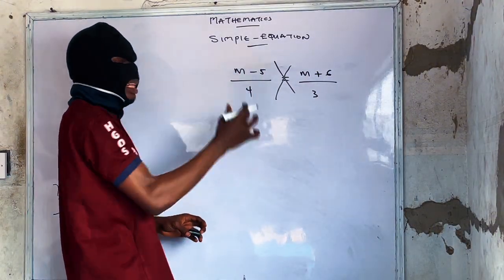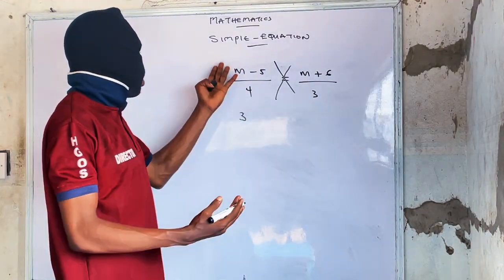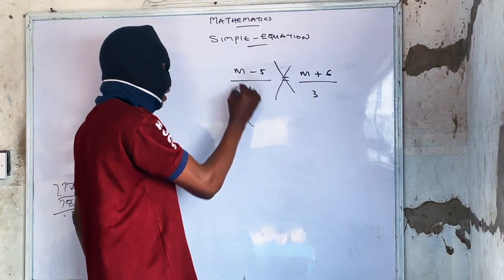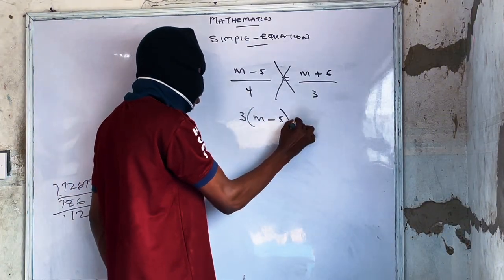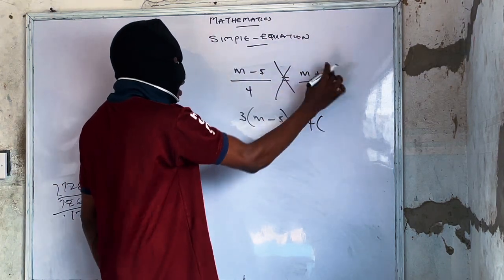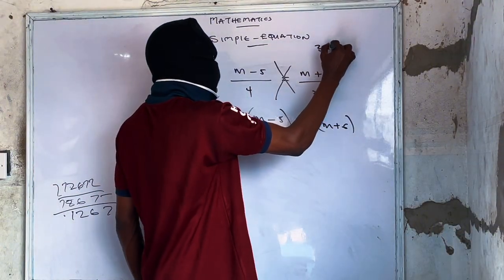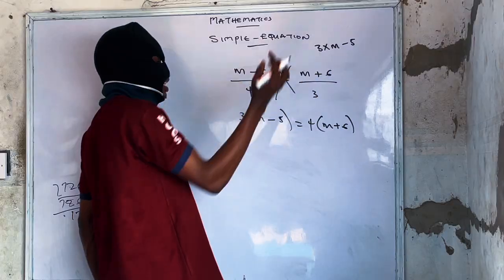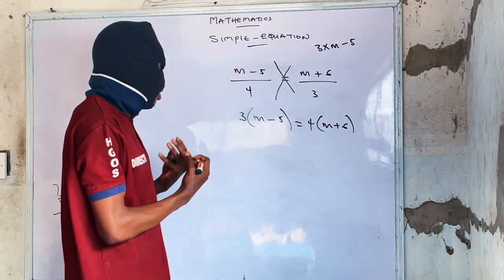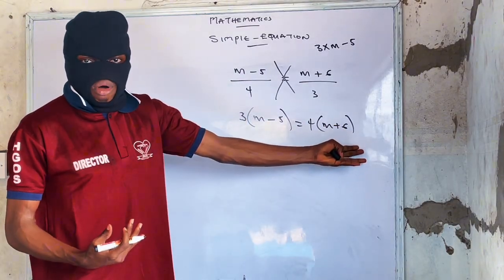You can see that this is already more than one term. You are having m, you are also having minus 5. What you are going to do is put them inside a bracket: 3 into bracket m minus 5. Do the same to the other: 4 into bracket m plus 6. It's not possible for you to write something like 3 times m minus 5 without the bracket, because that would tell us this 3 is only for m. But if you put it into the bracket, you are telling us that this 3 is for both m and minus 5. Same as this 4 also.